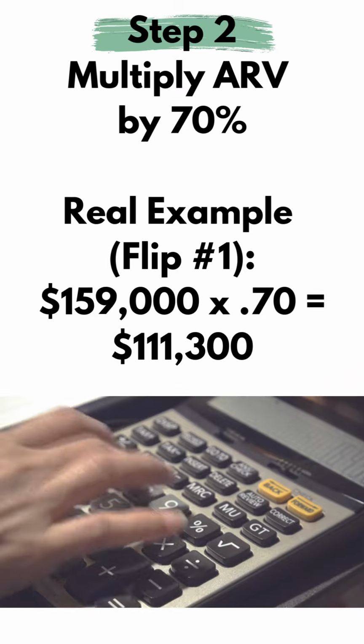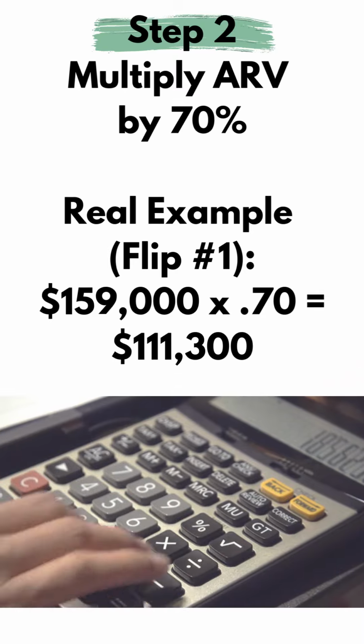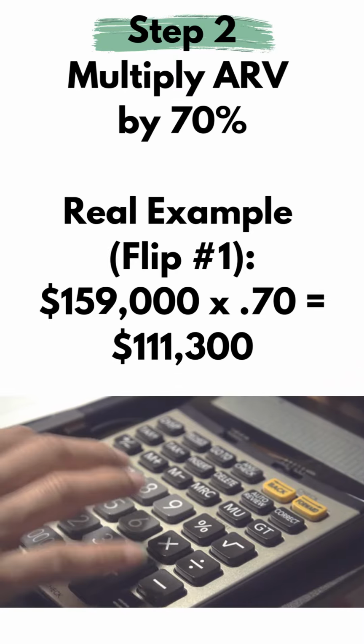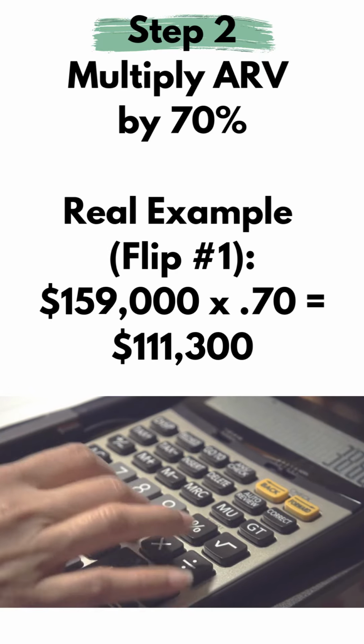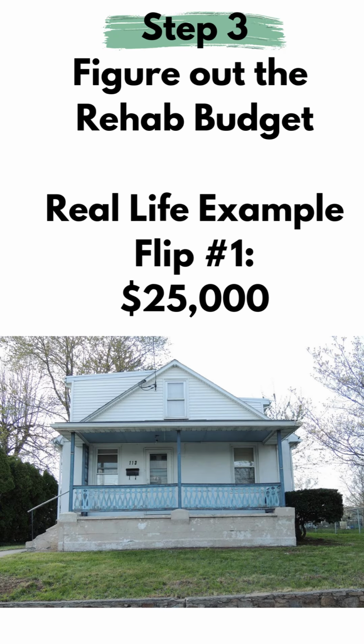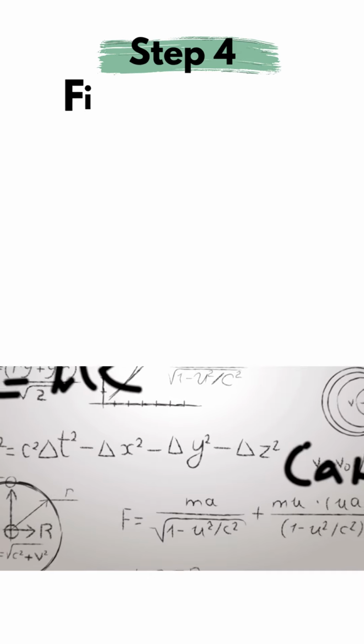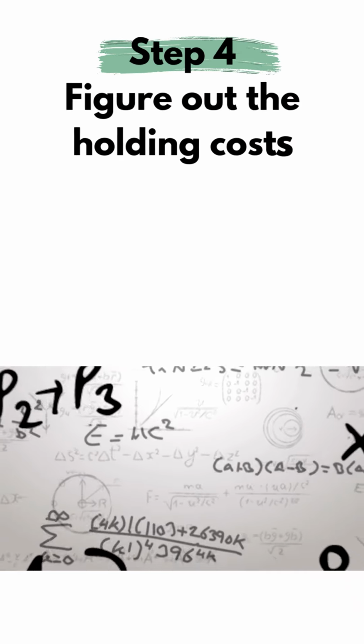Our real life example from flip number 1 is $159,000 ARV times 70% is $111,300. Step 3 is to figure out the rehab budget. For our first flip, it was $25,000. Step 4, figure out the holding costs. For our first flip, we figured on $5,500.